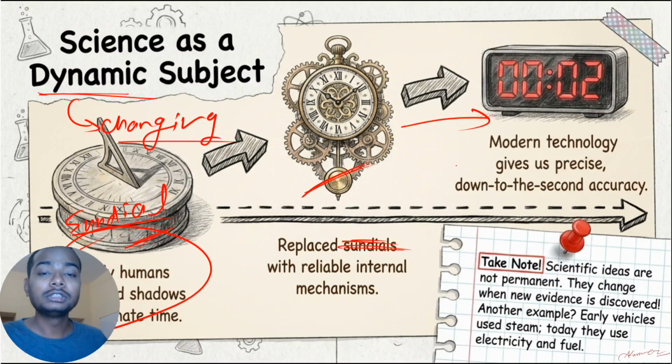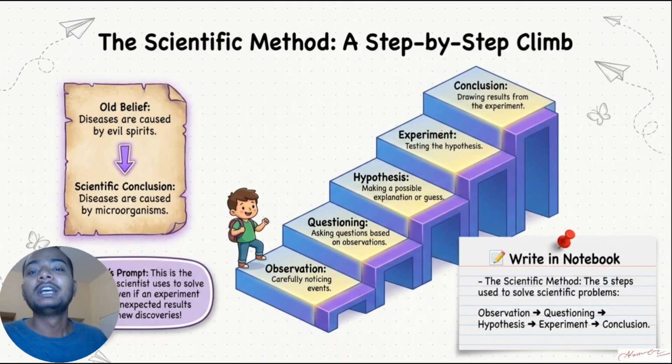So why is all this happening? Because of science. There is an advancement in science, because science is changing every time. It is a dynamic subject. It is not fixed. It is not rigid. It changes whenever new discoveries are made. Clear, I guess. Okay. Now, next one.